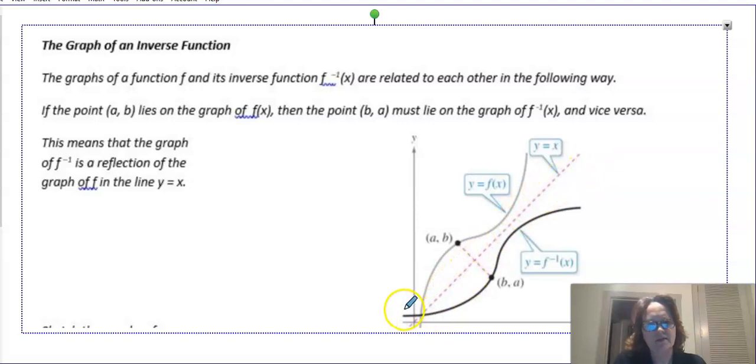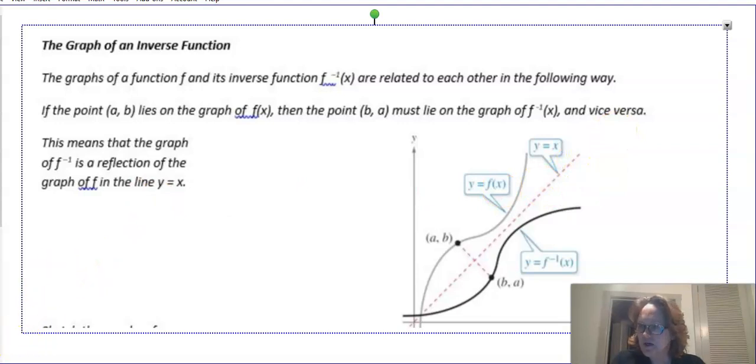And then this function here and this one are inverse functions. So see how it's reflected across, they are mirror images of each other across this line, okay? So they're not mirror images across the y-axis, they're not mirror images across the x-axis, but they're mirror images across that line y equals x.